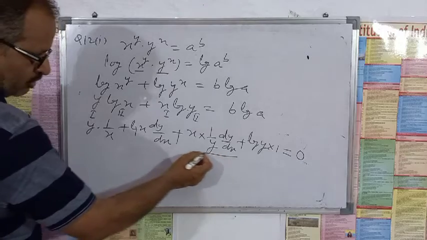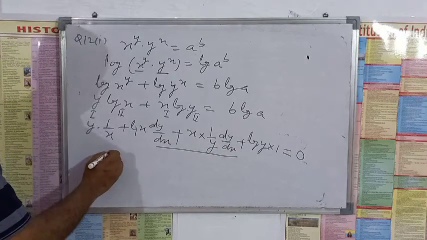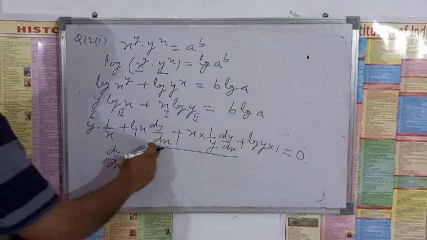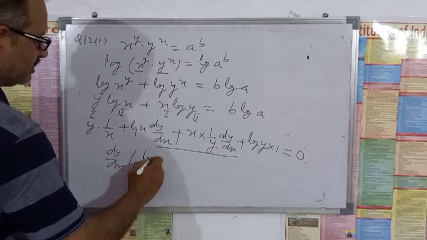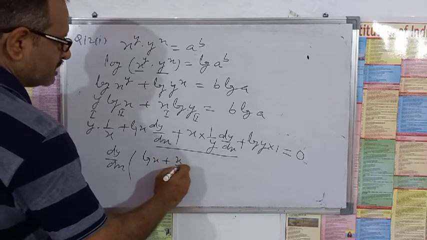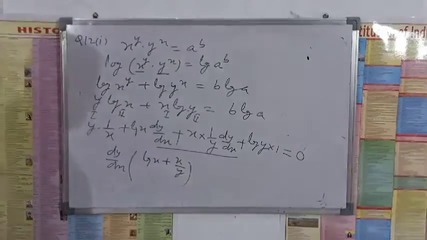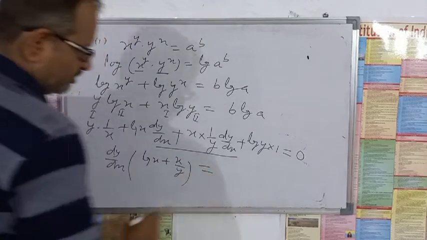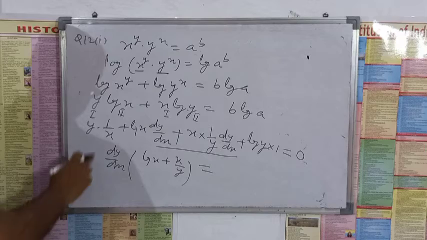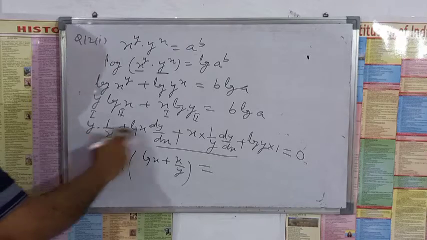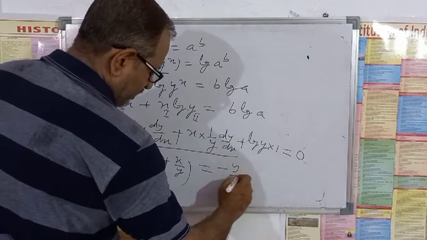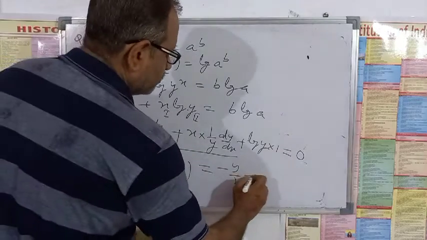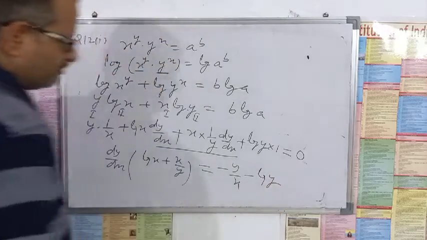Take dy by dx common. So if we take dy by dx common, what can we get? Log x plus x upon y is equal to, transpose it. So minus y by x, transpose y by x to the right side, and log y also, minus log y.